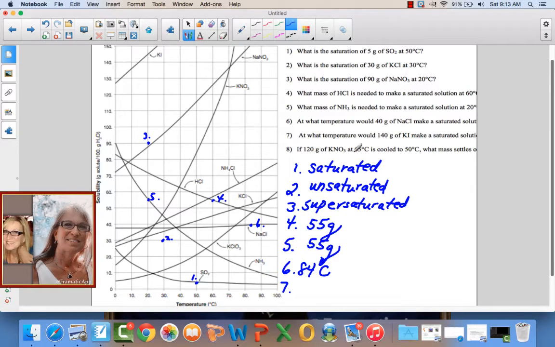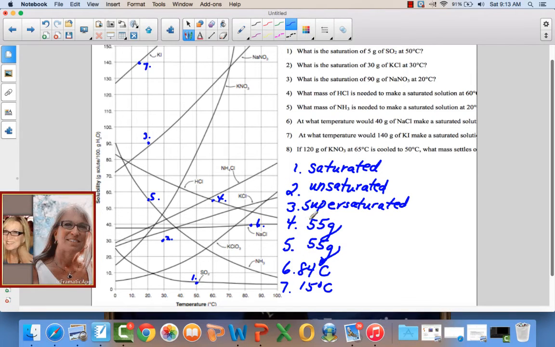At what temperature would 140 grams of KI make a saturated solution? 140 grams, and I'm going to find where it intersects KI, which is right there, and I'm going to go down and I'm going to read that temperature, and that is 15 degrees Celsius. And the last question.